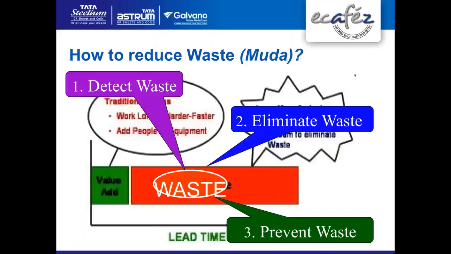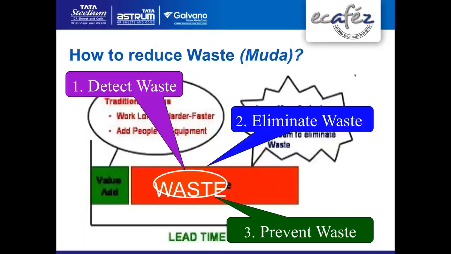Just like in our health, you might have seen the average age throughout the world has increased in spite of much increased disease. Why is it happening? Because our detection of problems has become much easier. A lot of technology has come into the diagnosis of disease. The same way, a diagnosis is required to identify what problems in the production process are causing generation of waste. So there are various tools which help to detect waste.